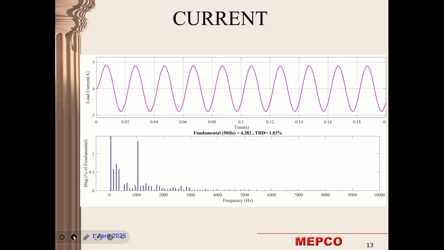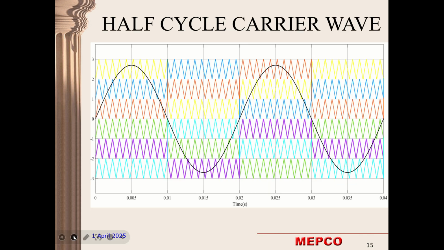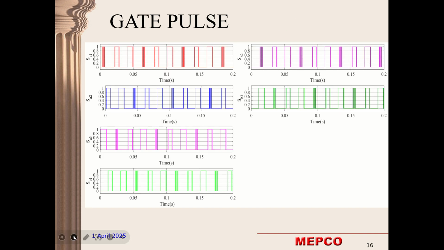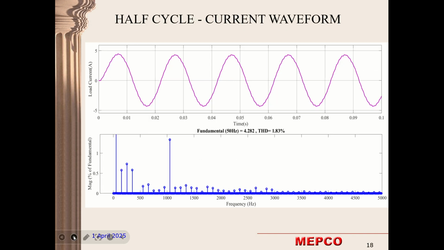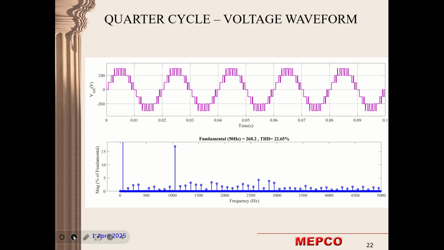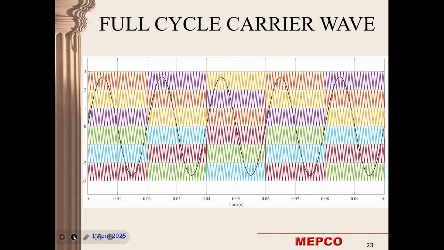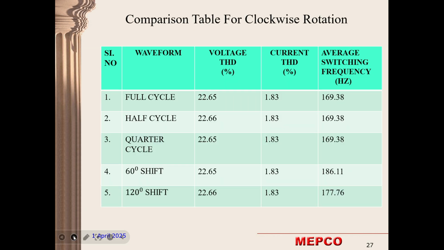and voltage waveform, and then output current waveform with 1.83% THD, and then power balance, and then half cycle carrier wave. Every half cycle the carrier wave is rotated and we obtain the gate pulse and then voltage and current output, and the THD is the same for all the 7-level inverter of every rotation. And then for every quarter cycle we rotate the carrier wave and obtain voltage and current waveform. And for every full cycle we rotate the carrier wave and obtain it.